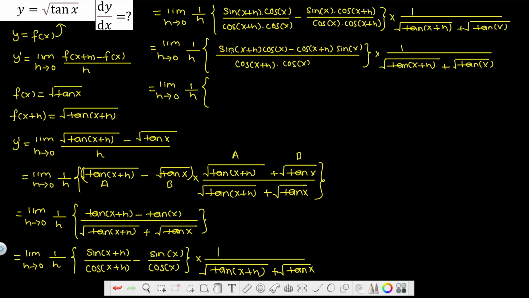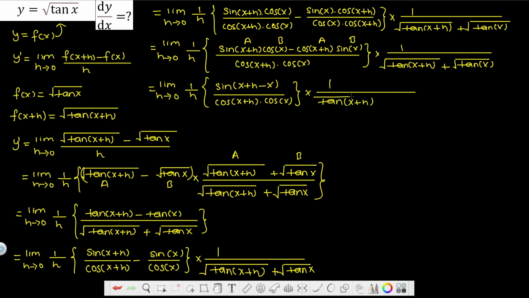So if you see here, it is similar to sin A cos B minus cos A sin B, which is the formula for sin A minus B. So we can write sin A, which is x plus h, and minus B, which is x, over cos x plus h times cos x, times 1 over the square root of tan x plus h plus the square root of tan x.